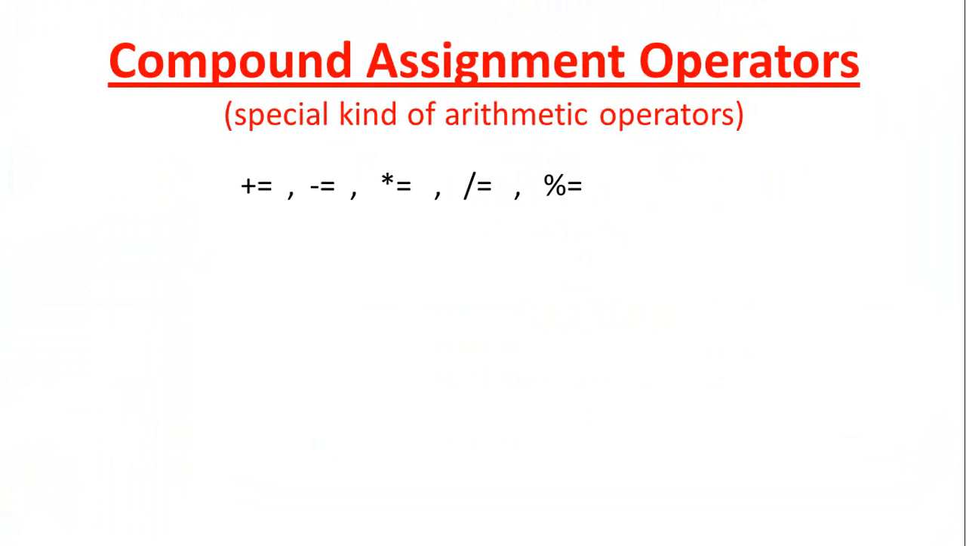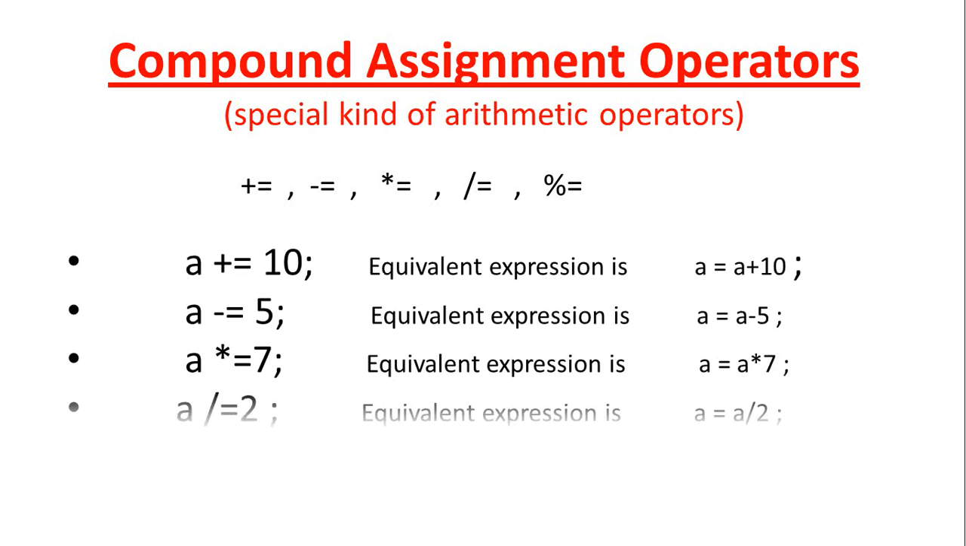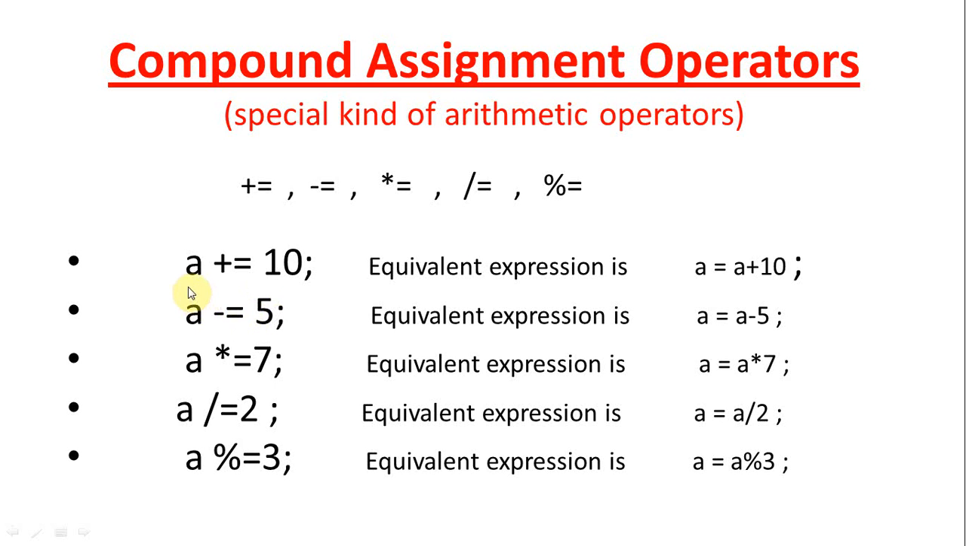In this lecture, we are going to learn about a special kind of arithmetic operators which are called compound assignment operators. Their symbols are +=, -=, *=, etc. For example, a += 10 is as good as writing a = a + 10. That means if I write a += 10, whatever is the current value of a, 10 will be added to this and the new value of a would be the current value plus 10.